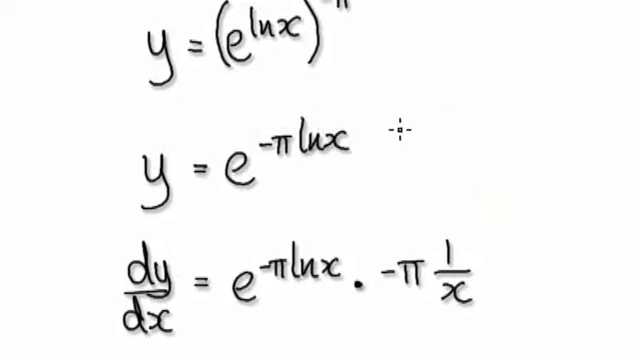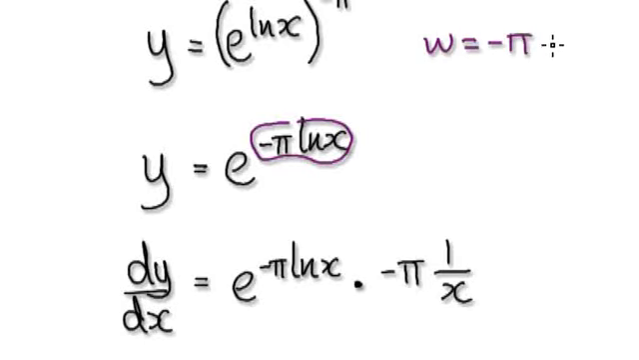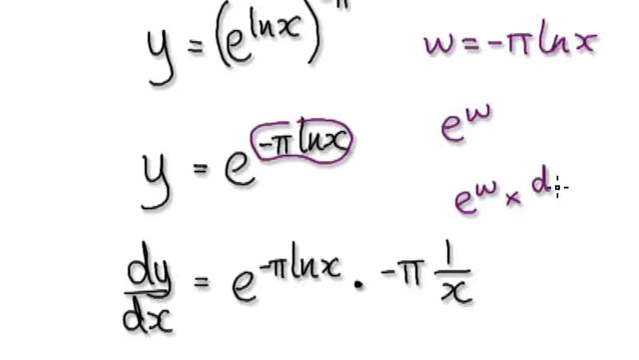Or another way of thinking about it is to say that, let's say w equals minus pi natural log of x here. So another way of thinking about this is that you've got this thing here, differentiate it, it will give you itself, but then because w is a function of x, you've got to times by dw by dx.